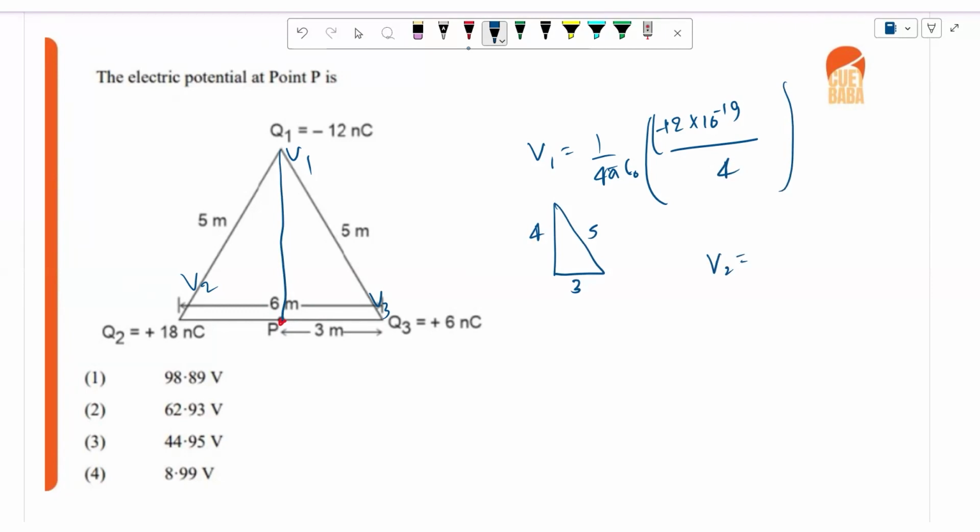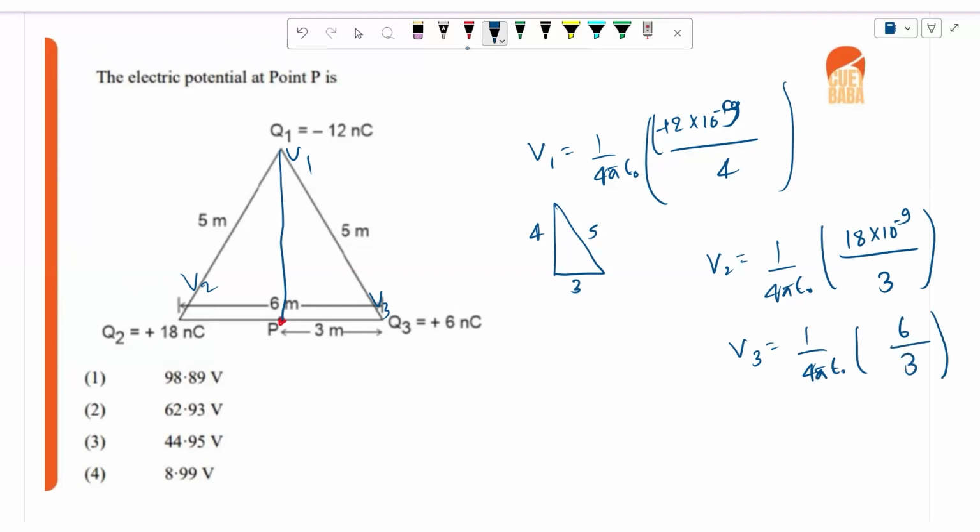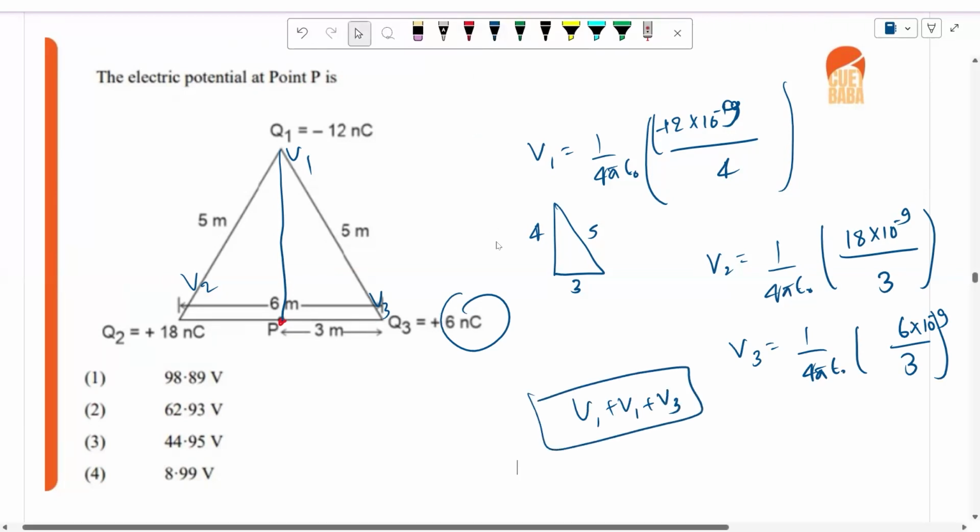V2 is equal to 1 by 4 pi epsilon naught into minus 10 to the power of minus 9 over, and the distance is 3, right? 3 meter. Similarly, V3 is equal to 1 by 4 pi epsilon naught into 6 over, and the distance is also 3. 6 into 10 to the power of minus 9 because it is given in nanocoulomb. And you will just add V1 plus V2 plus V3, and you will get the answer. 1 by 4 pi epsilon naught value is 9 into 10 to the power of 9. Calculate and add everything, you will get the answer.